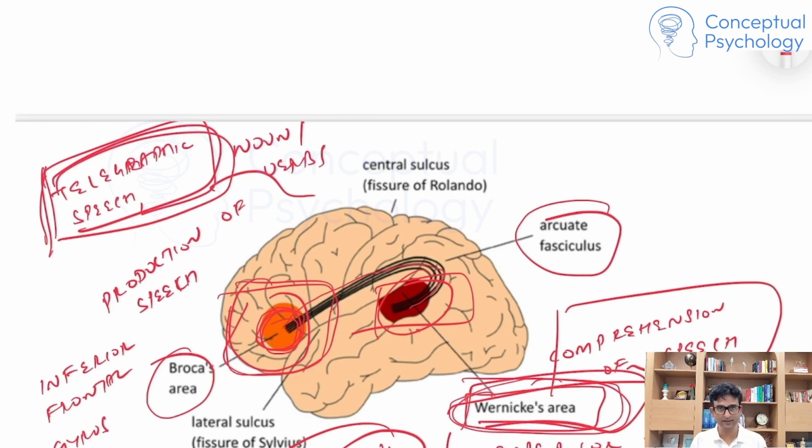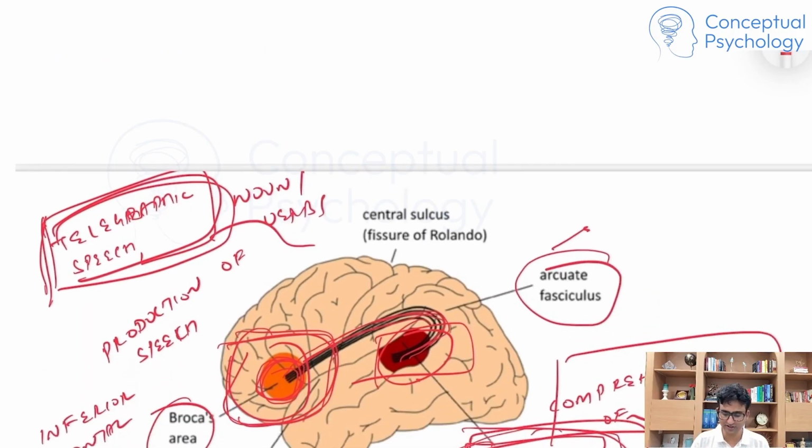Because Broca's area is involved in production of speech, the production of speech is very restricted. Whereas in Wernicke's area, the comprehension is restricted. He's not able to understand. He keeps on speaking, but what he says is senseless because he's not able to understand what is being asked to him. And if the arcuate fasciculus, which connects the two, gets damaged, it can lead to what is called conduction aphasia.